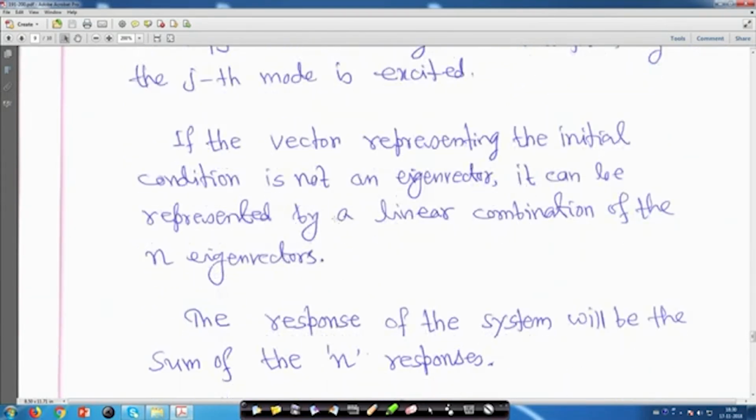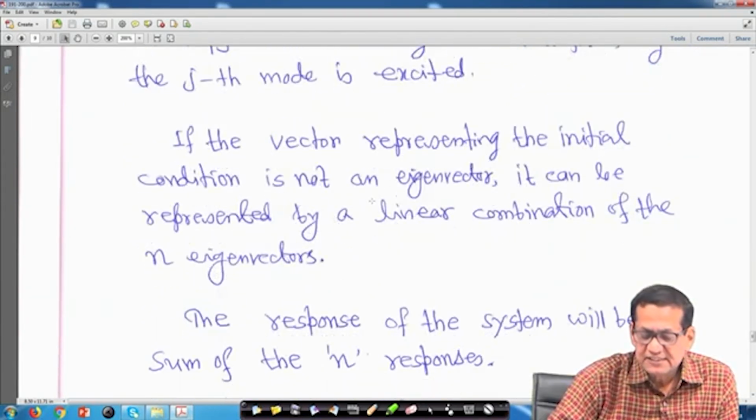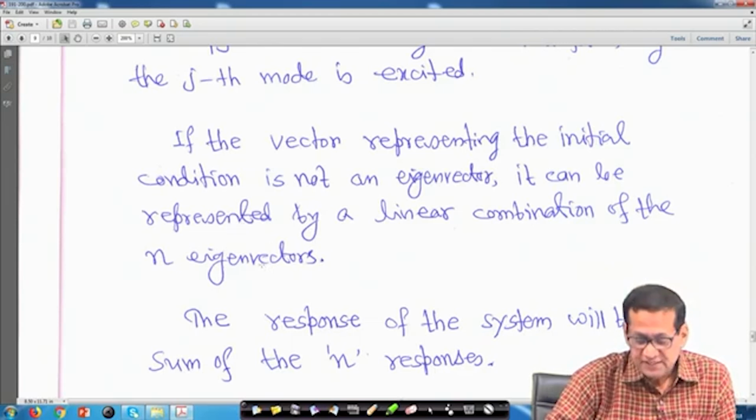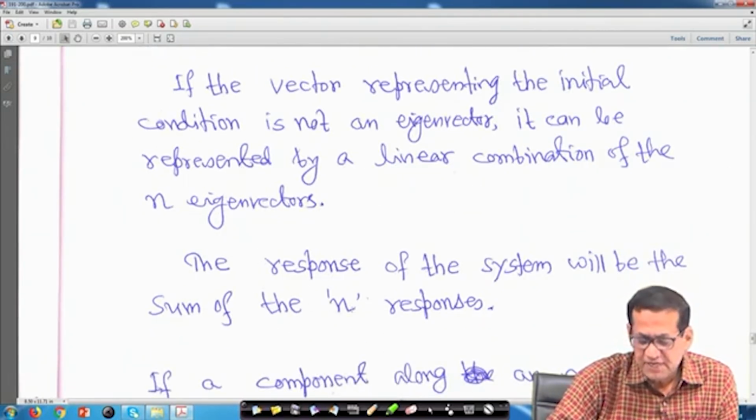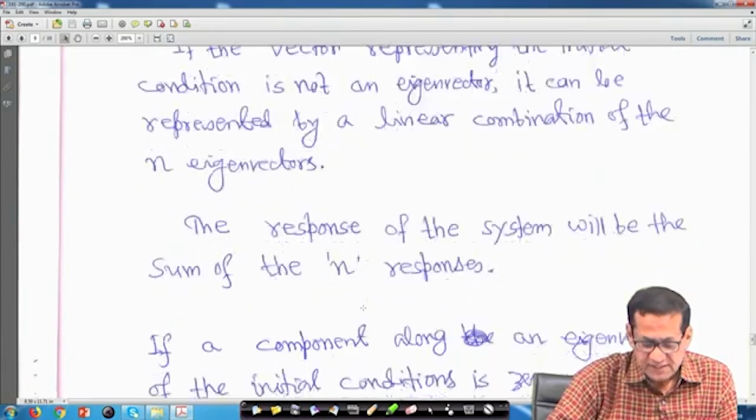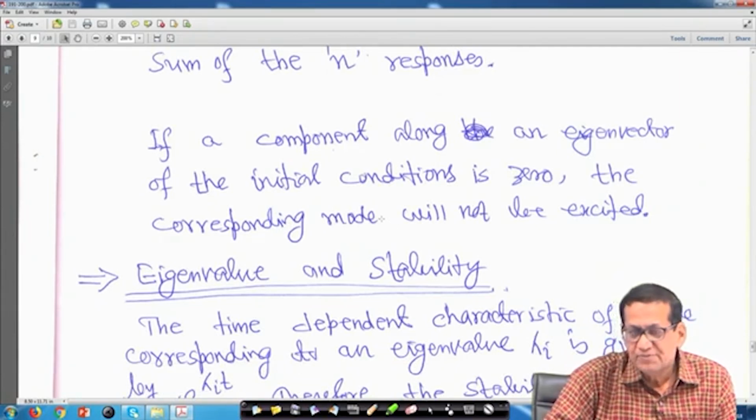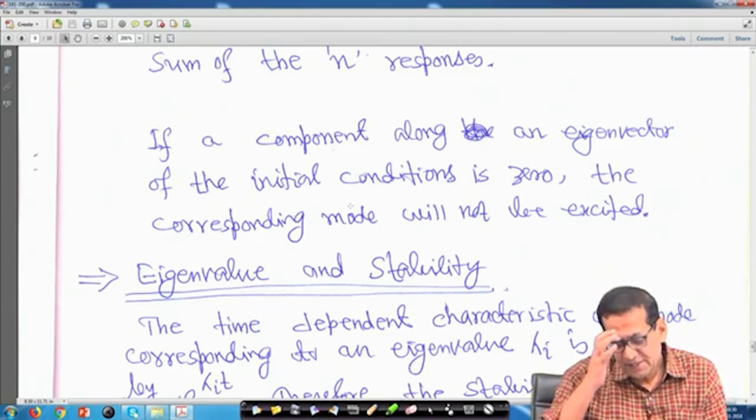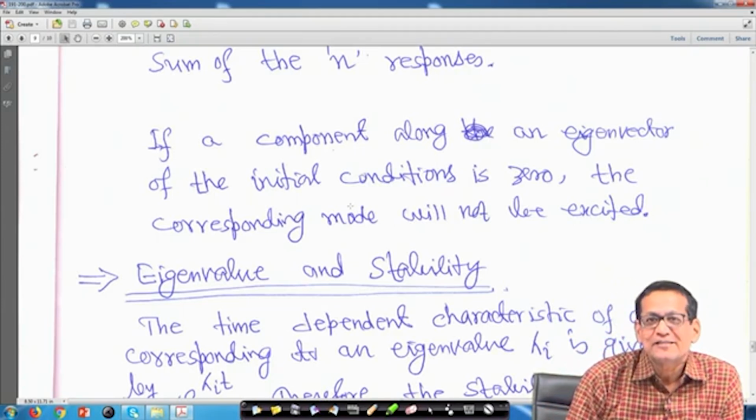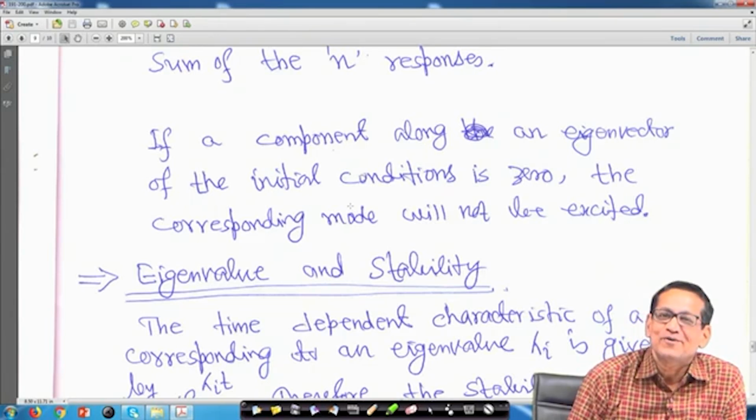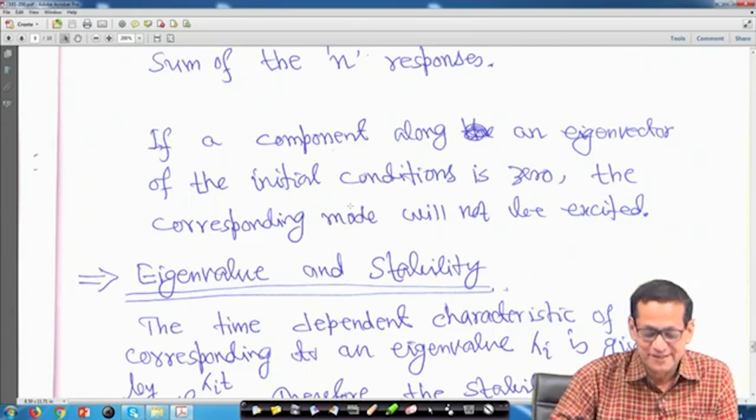Now, if the vector representing the initial condition is not an eigenvector, it can be represented by a linear combination of the n eigenvectors. The response of the system will be the sum of the n responses. Therefore, if a component along an eigenvector of the initial condition is 0, the corresponding mode will not be excited. So, a little bit of understanding and a little bit of practice is necessary. We will take altogether, I believe, 3 or 4 examples later.